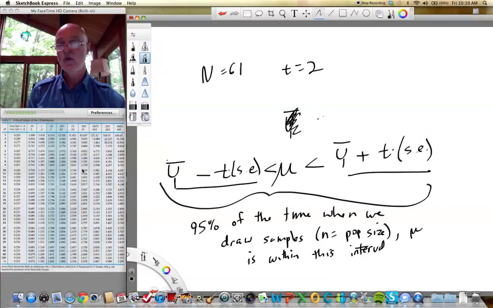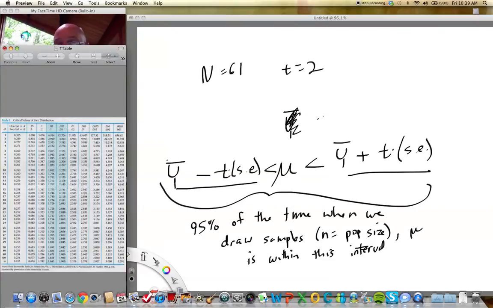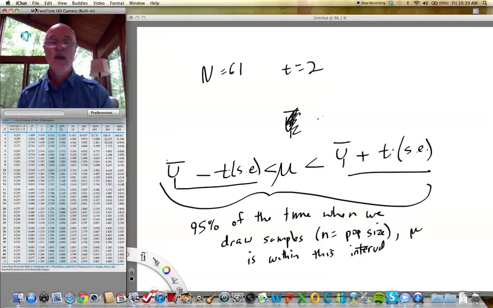On the other hand, if we're willing to take a bigger chance, we could go over here to two-tailed test with 0.1, we would see we have a smaller t. That will give us a narrower confidence limit, but we're going to be wrong more of the time in saying mu is within that range.